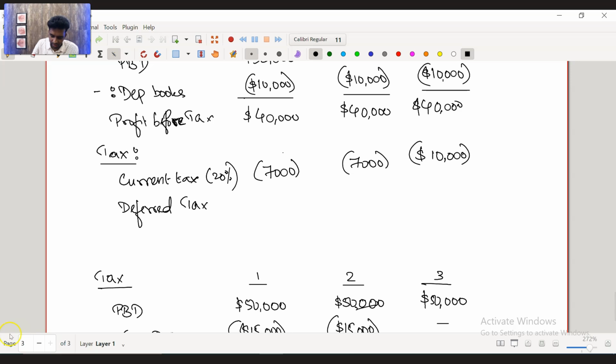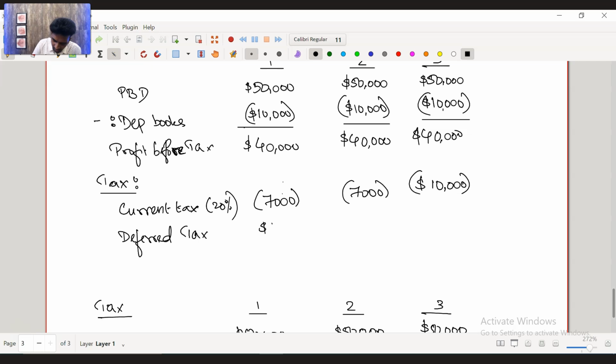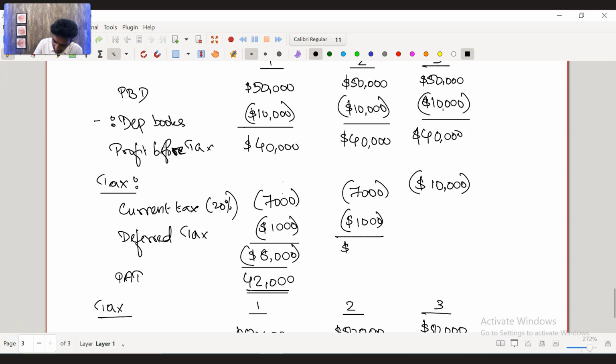So if you look at here, in first year we are creating a deferred tax of 1,000. So 1,000 deferred tax. So total tax will become 8,000. Your total tax will become 8,000 and your profit after tax will be 42,000. Again here you will do what? 1,000. So $8,000 and this will be, sorry, 32,000. My mistake, 32,000.